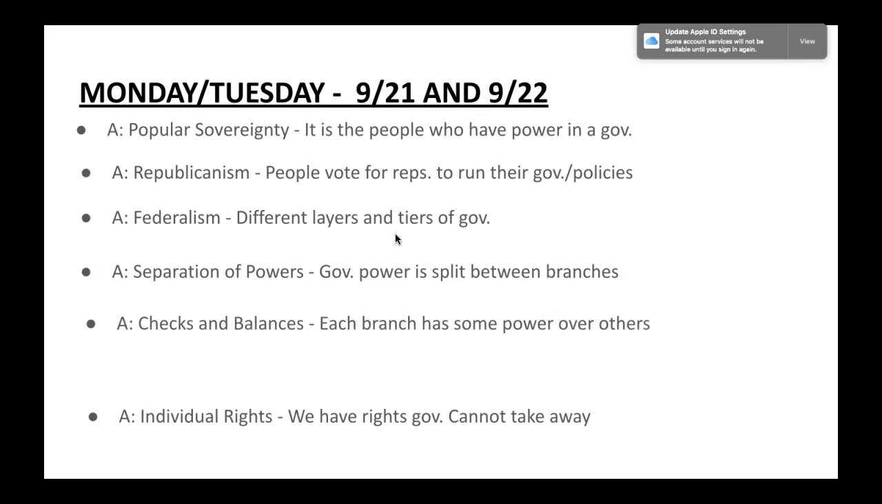Additionally, there's the concept of checks and balances, which is where each branch has some power over the others. No one branch is almighty or omniscient. Every branch is kept in check due to the powers that are explicitly written in the Constitution and that have been applied over time.